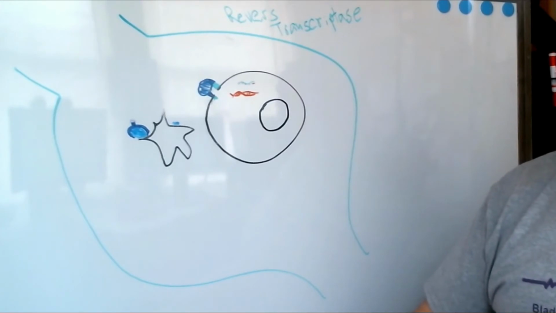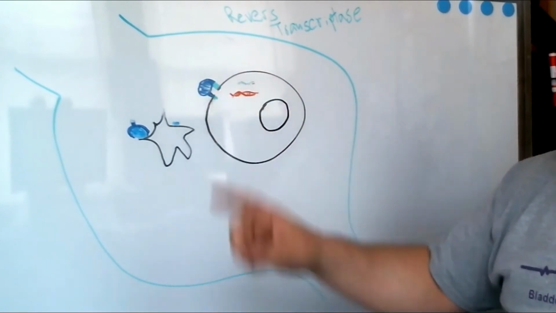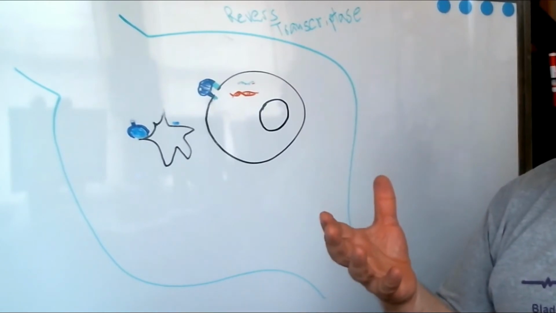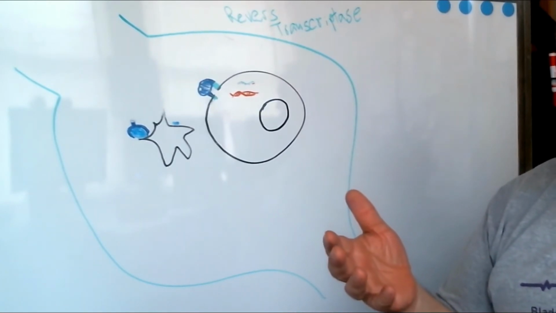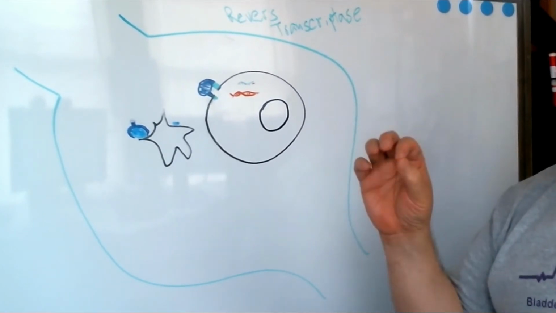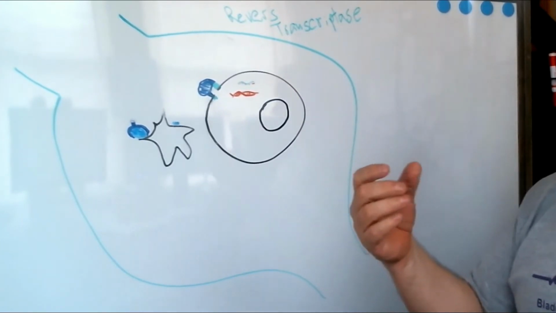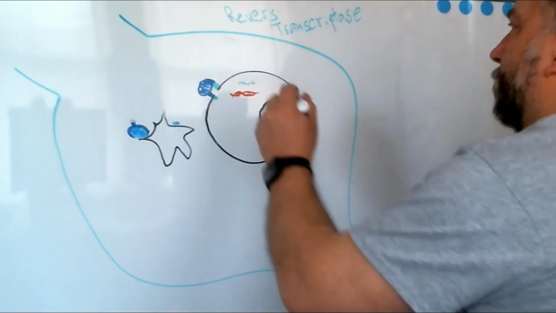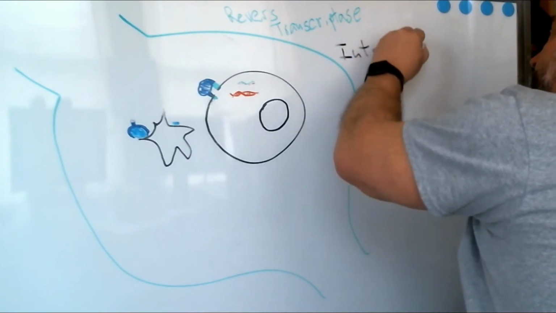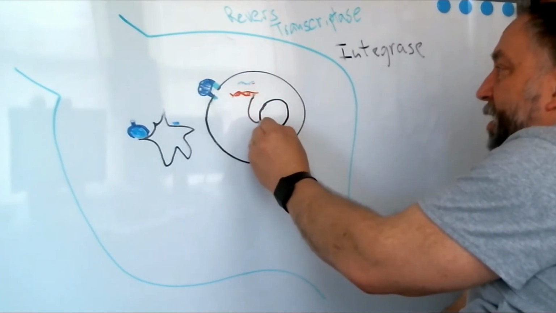So now we have double-stranded DNA in the cell from the virus. So that is the entire genetic code of everything that it needs in order to reproduce itself. But it doesn't really have the ability to do that yet. It has to be picked up by an enzyme called integrase. Integrase, let's write it over here, I-N-T-E-G-R-A-S-E, right?